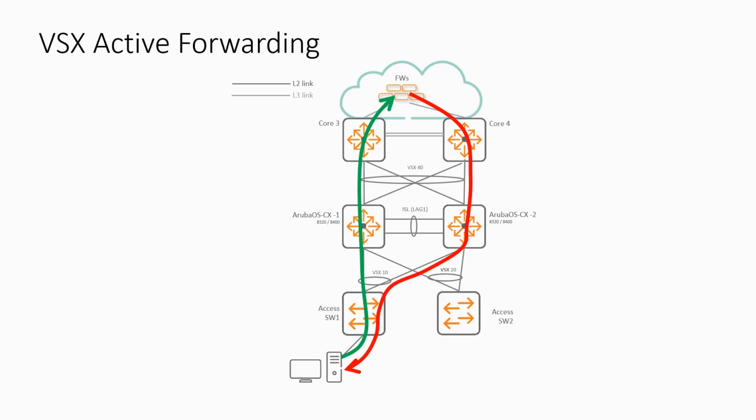Now when you enable active forwarding for a given VLAN interface, this doesn't happen. When active forwarding is enabled, VSX member 2 will deal with the packet and will send it directly downstream to the bottom switch. So with active forwarding enabled, you can improve the performance by always selecting the shortest path between the source and destination.